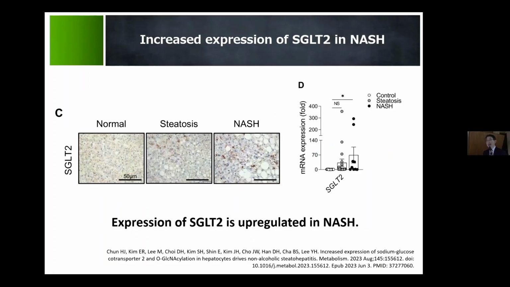Similar findings have also been reported by Chen et al. in Metabolism in 2023. Compared to the normal liver, SGLT2 is upregulated even in steatosis, and the upregulation is further marked in patients with NASH. The corresponding messenger RNA expression is similar: the expression level was increased in patients with steatosis and further increased in patients with NASH.